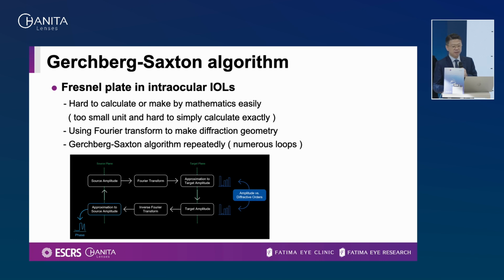To make sophisticated diffraction gratings, Intensity uses the Gerchberg-Saxton algorithm. Fresnel plate lenses or diffractive IOLs are hard to calculate or make by simple mathematical equations because the units are too small and hard to calculate exactly. So once each diffractive source amplitude is made, it is transferred by Fourier transform and checked against the target amplitude at each diffraction order, and through inverse Fourier transform, the final diffractive phase is made. Repeating these loops makes a more accurate and optimal diffractive phase. This is the GS algorithm.